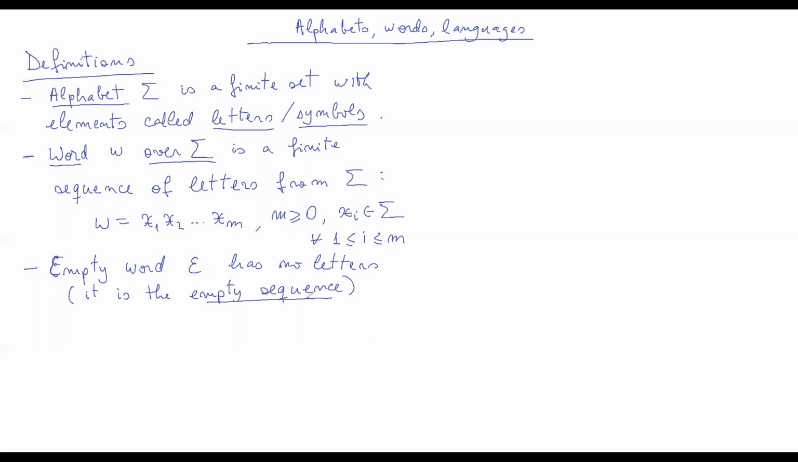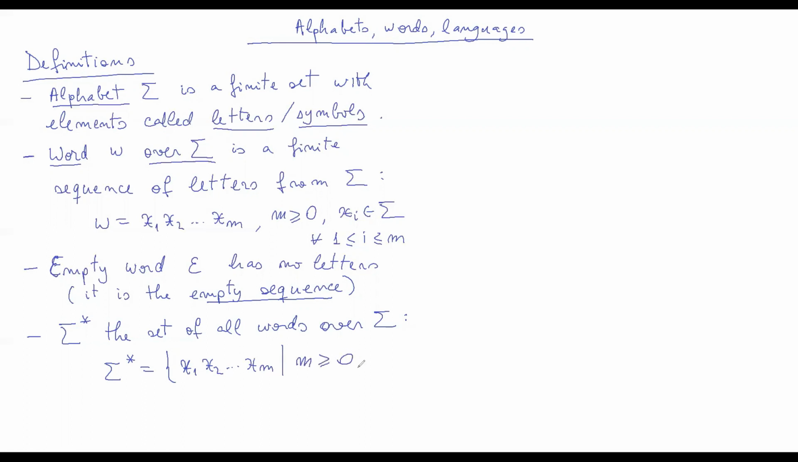And we are also going to denote by sigma star the set of all words over sigma. So in other words, sigma star is all these sequences of letters with m greater than or equal to 0, which includes the empty word, and xi a letter from sigma, for all i between 1 and m.